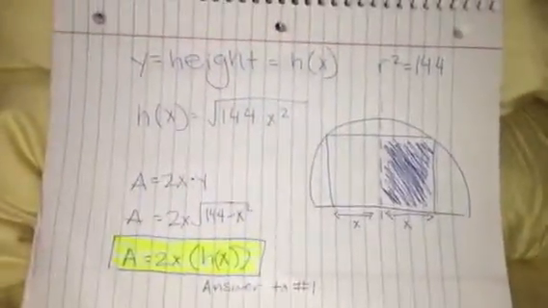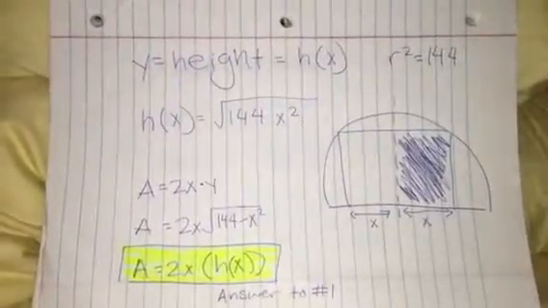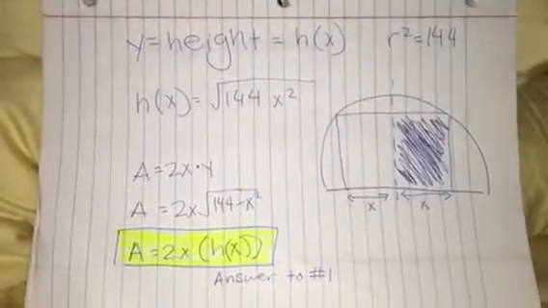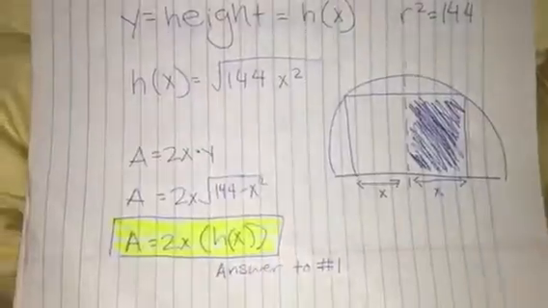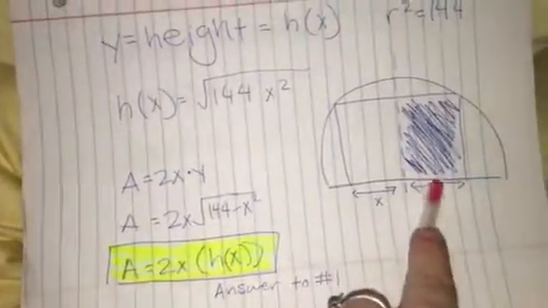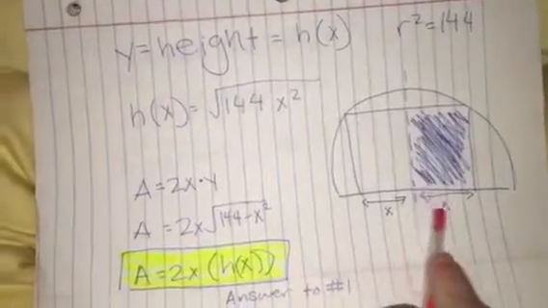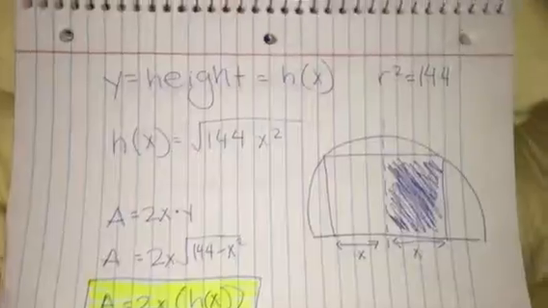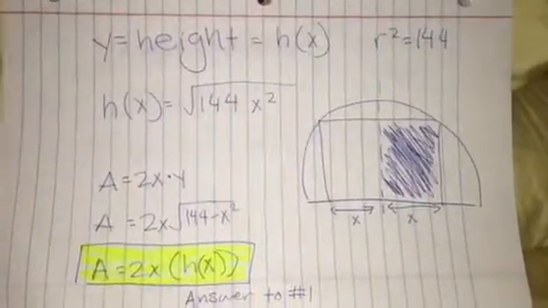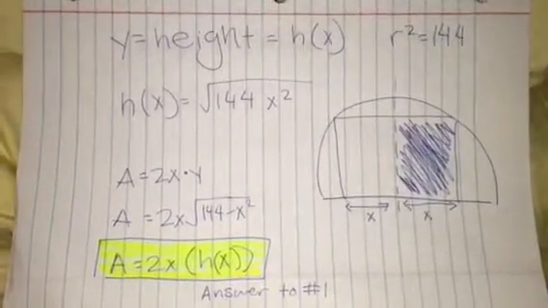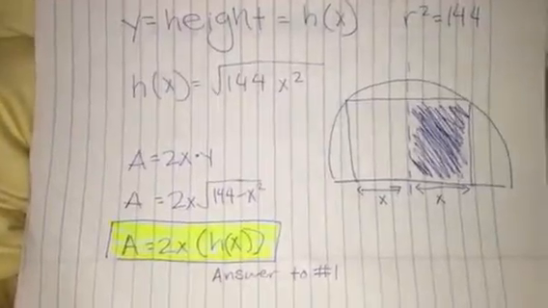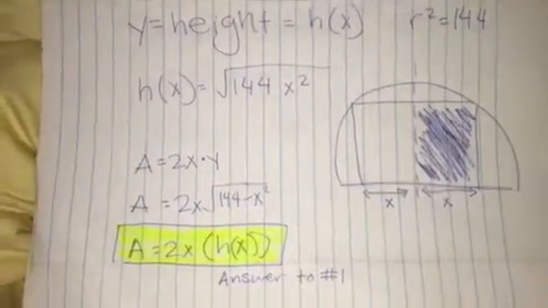And so then what we're going to get next is that the height is equal to the square root of 144 minus x squared. But then we also have to realize that that x we just got is only accounting for one of these. And so what we need to do is write down that the area is equivalent to 2x times the value of height. And that right there is your answer to number 1.